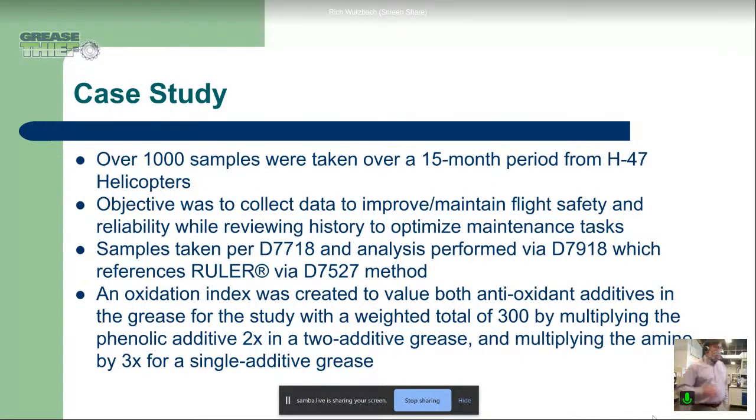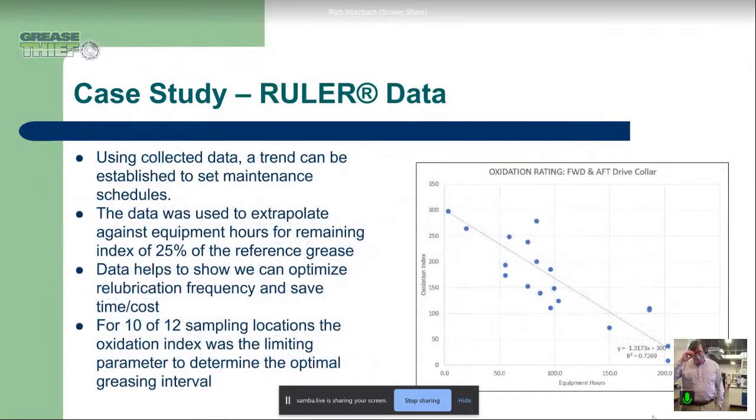That allowed us to take this common asset, which is being operated around the world under different circumstances and so forth, and see how that oxidation index would change with respect to flight hours, right? So if we have different flight hour samples being taken, we can create a graph to see how that changes, and we can even then compare greases with different antioxidant packages to see if there's some correlation and gives us some validity in what happens over time.